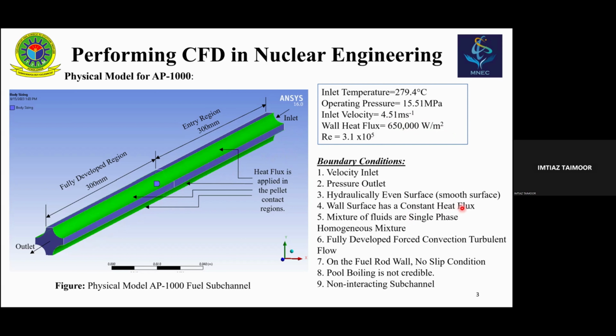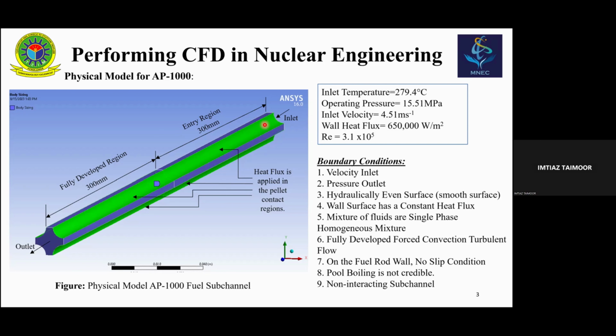There are some cases that you may face where the wall surface doesn't have a constant heat flux. The heat flux is a function of sine or cosine, or the wall flux is a function of tan. That means with the varying position along the fuel subchannel, or the length of the subchannel, the wall flux differs.